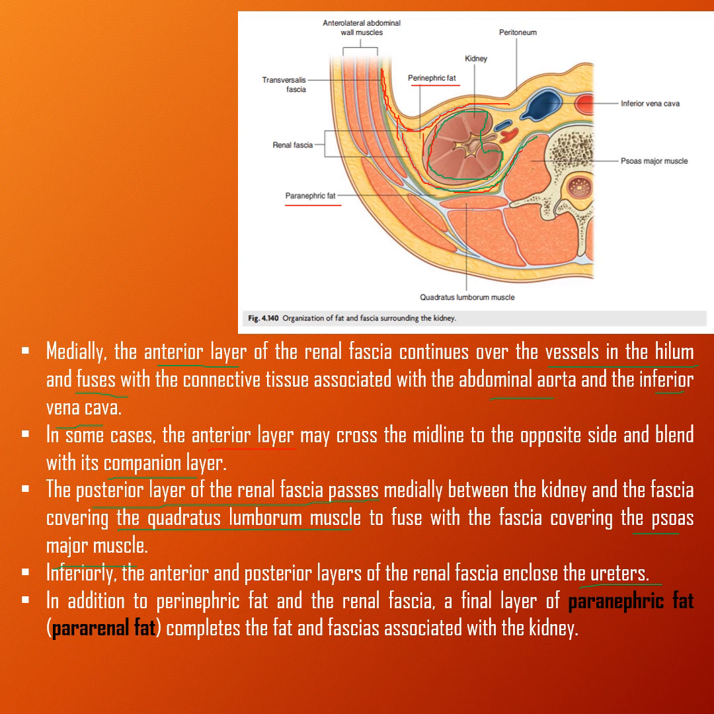In addition to the perinephric fat and the renal fascia, a final layer of paranephric fat, which is also known as the pararenal fat, completes the fat and fascia associated with the kidneys. This fat accumulates posterior and posterolateral to each kidney. As you can see, it's available posteriorly and posterolaterally only.